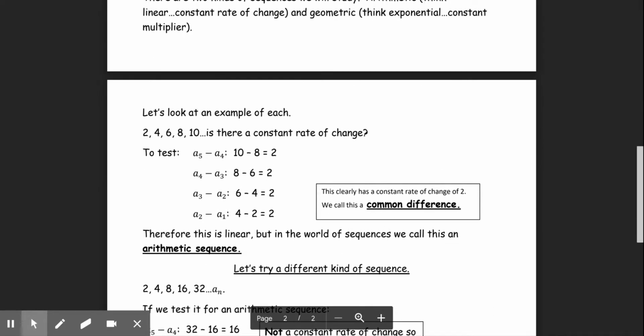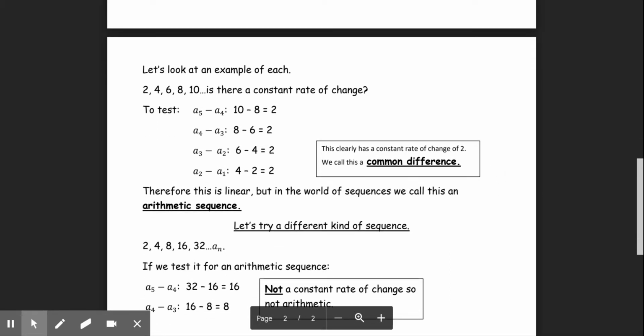Let's look at an example. So 2, 4, 6, 8, 10. Is there a constant rate of change? To test, you take the last one and subtract the one previous. So A sub 5 minus A sub 4. 10 minus 8 is 2. Then 8 minus 6 is 2. 6 minus 4 is 2. 4 minus 2 is 2. This clearly has a constant rate of change of 2. We call this a common difference. Therefore, this is linear. But in the world of sequences, we call this an arithmetic sequence.